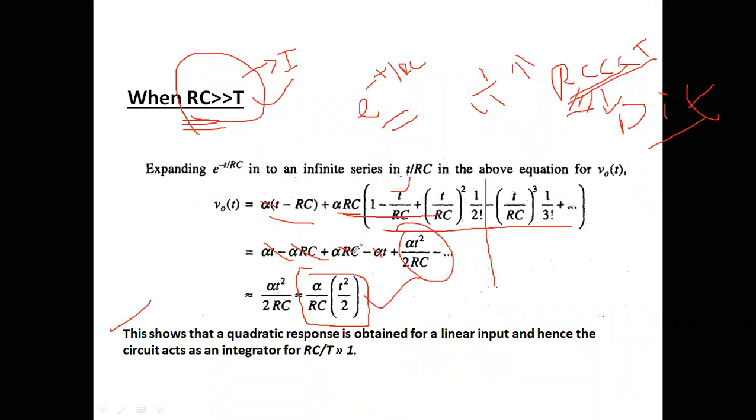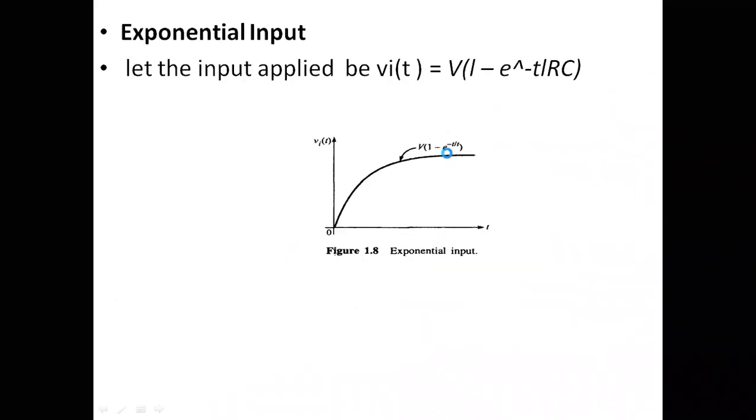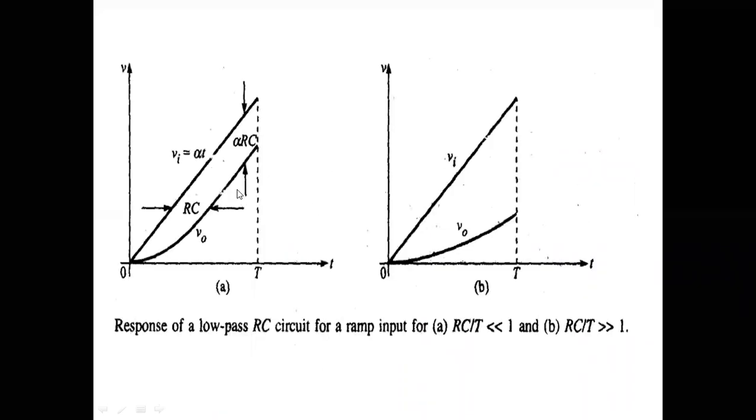I think we will stop the class for today. If you have any doubts, you can ask. We have seen the output voltage for the ramp signal for two cases: the time constant very small and the time constant very large. Similarly, we have seen it for the square wave. In today's class we discussed the ramp input and square input. Tomorrow we will see the exponential.